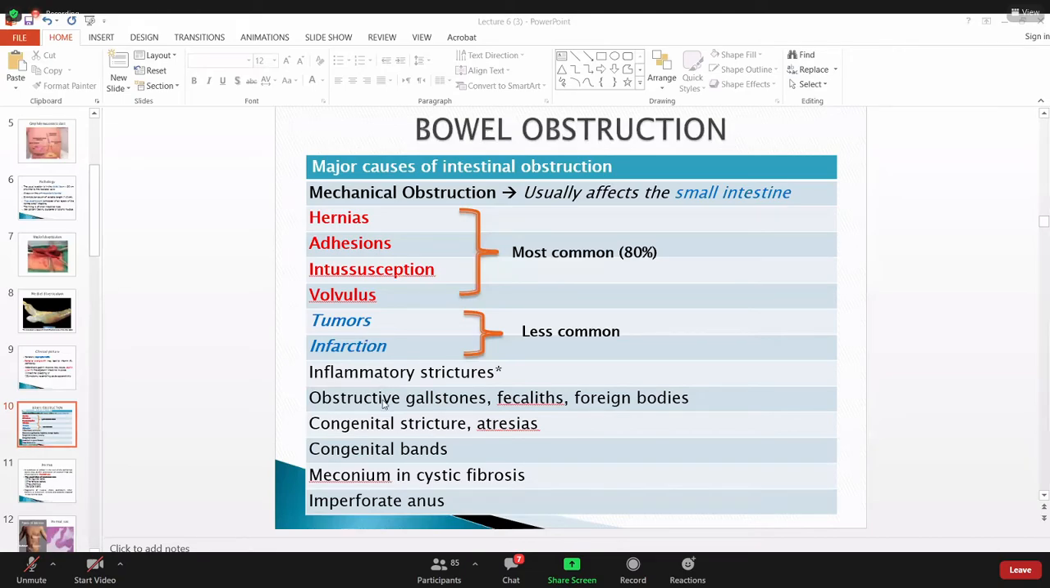Other causes include inflammatory strictures, obstructive gallstones or fecaliths, and foreign bodies from inside the lumen of the intestines. Also strictures and atresia, congenital bands, meconium and cystic fibrosis, which is accumulation of thick secretions that we call meconium in people with cystic fibrosis, and imperforate anus in people with congenital anomalies. We will talk only about the most important causes, which are hernias, adhesions, intussusception and volvulus.